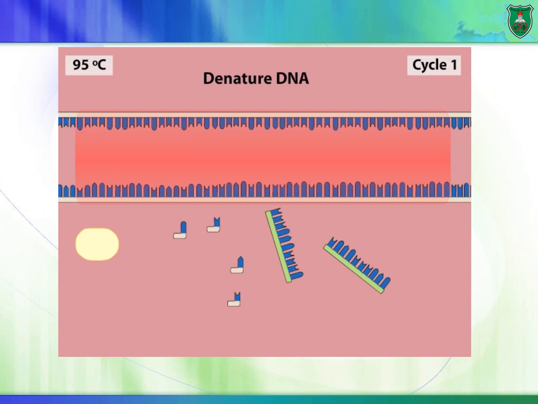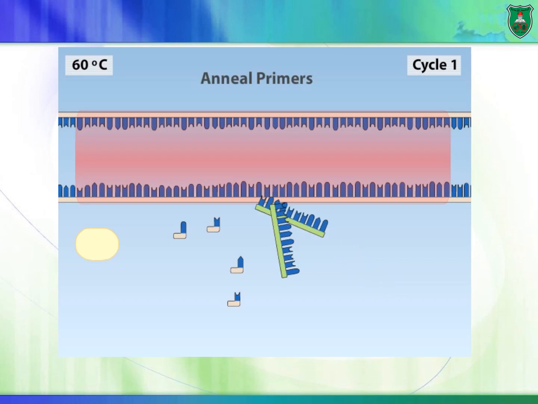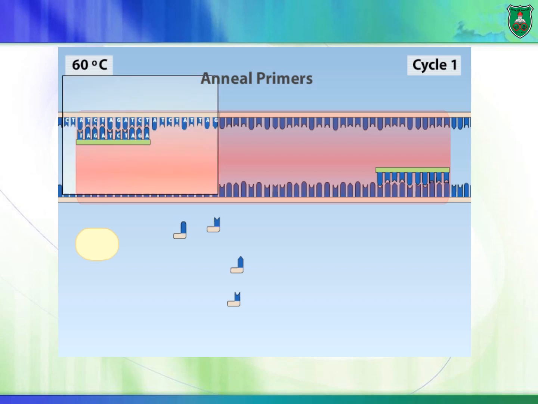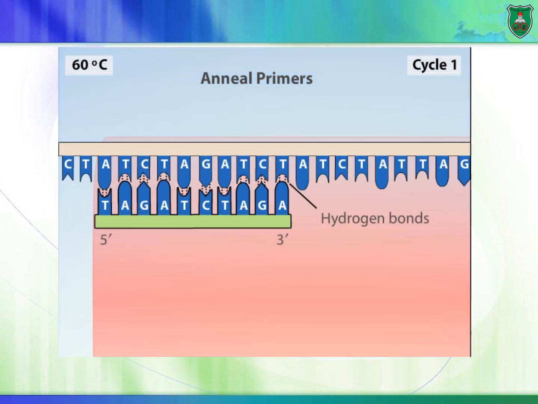After denaturing the DNA, the temperature is reduced to around 60 degrees so that the primers can form hydrogen bonds, or anneal, with their complementary sequences in the target DNA. Note that the primers and the target DNA follow base pairing rules. An adenine, A, pairs with a thymine, T, and a cytosine, C, pairs with a guanine, G.